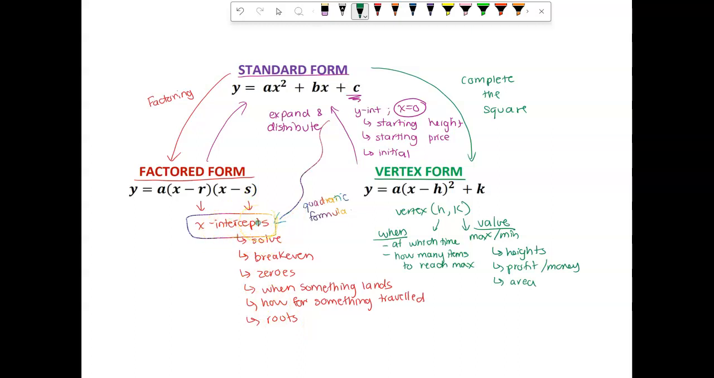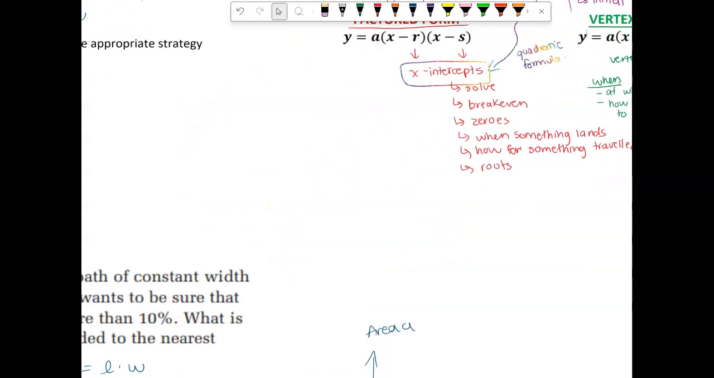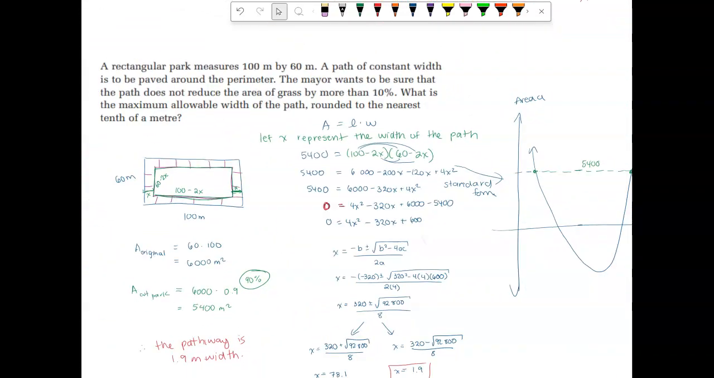But we have now learned a new tool called the quadratic formula, which takes a standard form and just solves for the x-intercepts. It doesn't give you the factor form. It just goes straight and tells you your x-intercept. So that's another way to go and find that. All right. Okay.